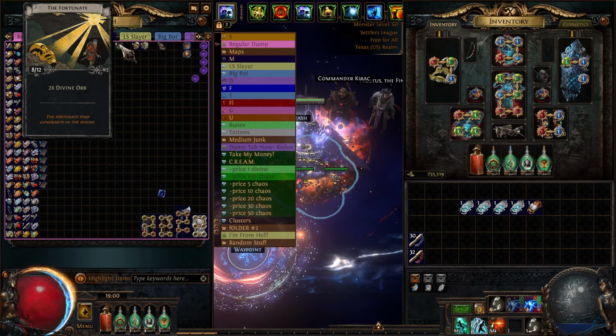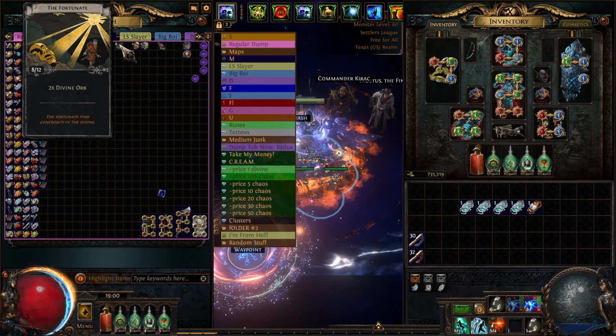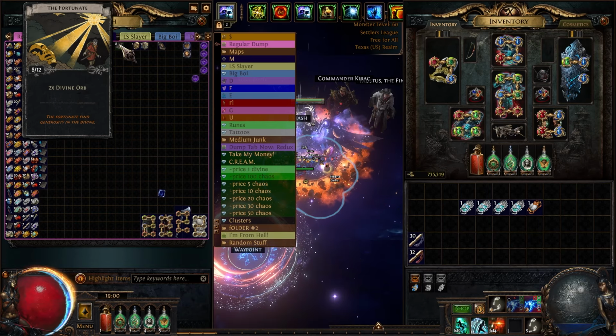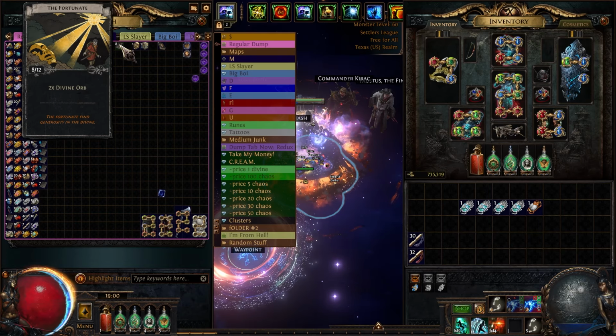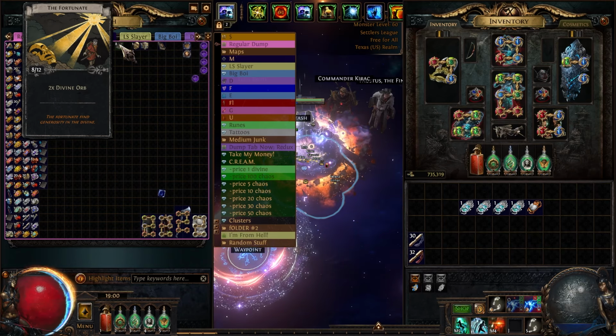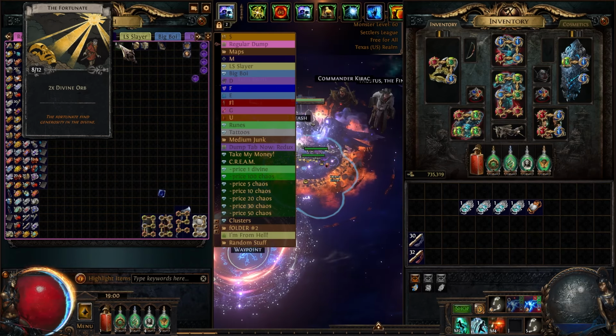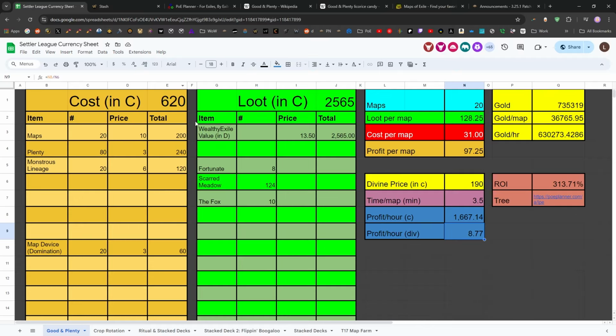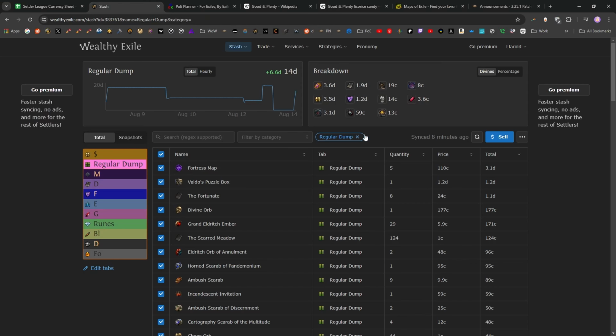divination cards. In previous leagues, especially before the 3.24 Scarab rework, I would get multiple Fortunate cards per map in a lot of Div card farming strategies, especially on Mesa. So it does feel as though Div card farming is way, way down from what it was in the past. And obviously you can see the bulk of the currency that I've made in this tab is not from Div cards. Div cards aren't even a top three return here.